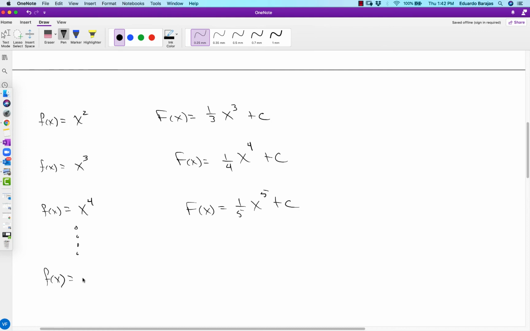If f of x is equal to x to the power of n, then capital F of x, the function whose derivative will be equal to that, well, notice the pattern. We always add 1. Right? From 2, we added 1 to get to 3. From 3, we added 1 to get to 4. From 4, we added 1 to get to 5. So this is going to be x to the power of n plus 1. And once we found that number, we knew we needed to multiply by 1 over that number. So we have to introduce an n plus 1 there, plus c.